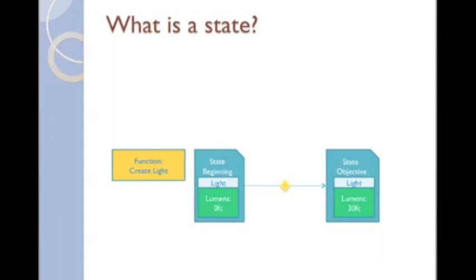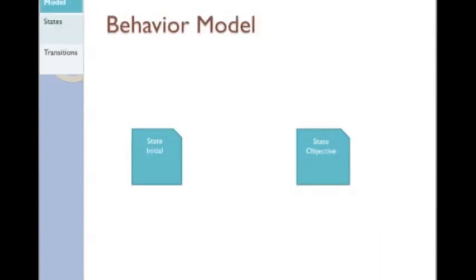point in time. Recall also that a function is described by a beginning state, the state at which the system starts, and an objective state, which describes the system after the function. But a system can go through many states between the beginning and objective states. Indeed, understanding all of those in between states and how a system moves from one to the next is the purpose of the behavior model.